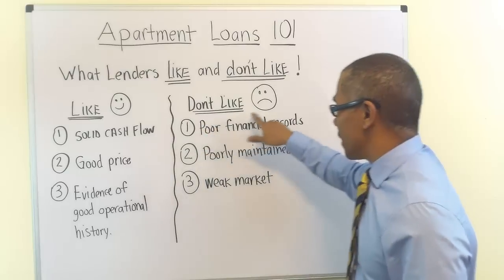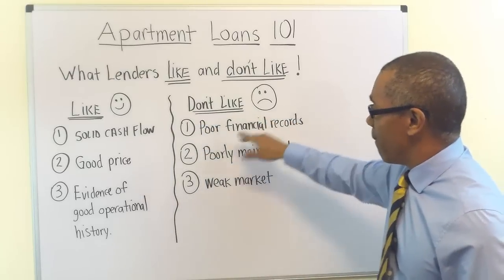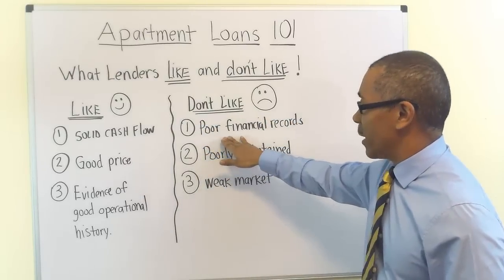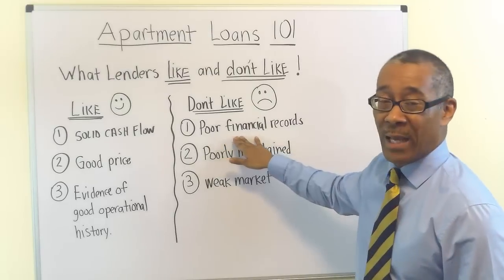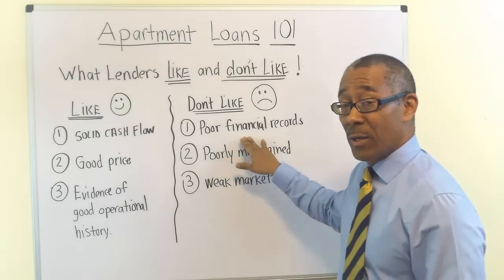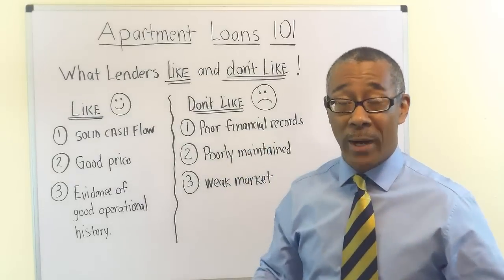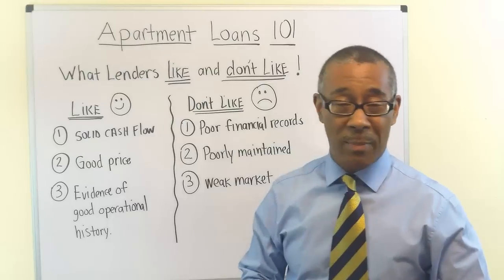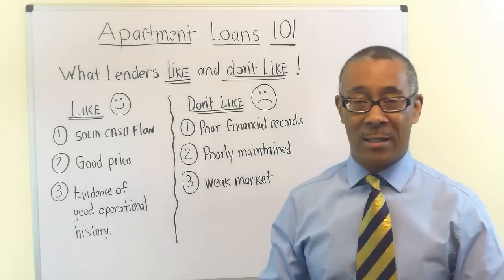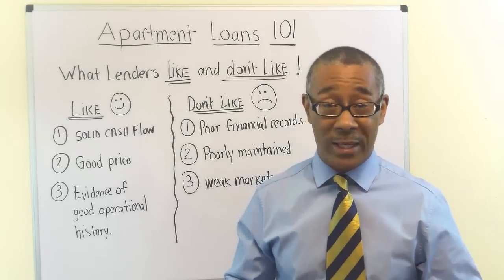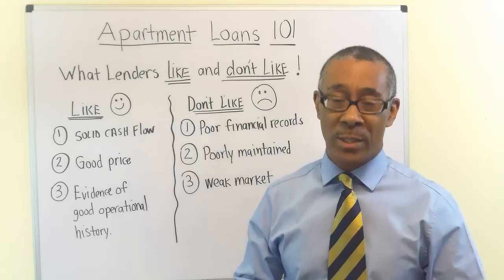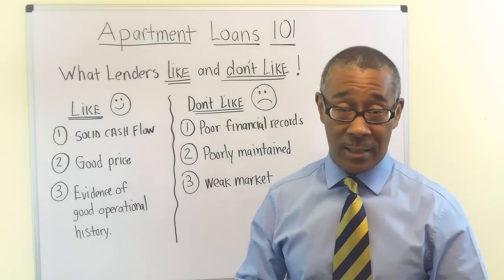Number one, see my sad face here. Banks don't like it if the current owner has poor financial records, all right? So if going back this year, last year, and the year before, there are no records, or the records are just scribbled on a piece of paper, banks don't like that. You could lie and make up the financials. That's too much of a risk for a bank. Banks don't like that, all right?